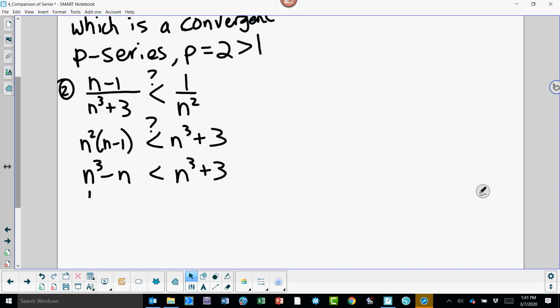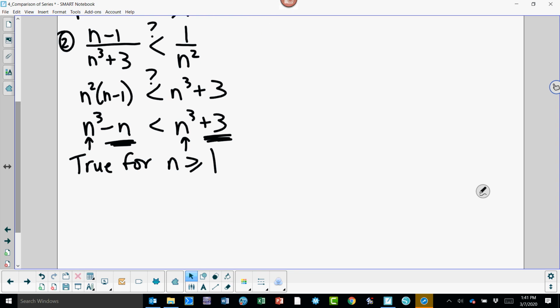Well, if I plug in 1, I'm going to get 1 cubed minus 1. Left will be 0. The right will be 1 cubed, and then I'm going to add 3. So if you think about it, this has to be true always, because on the right, you're adding a number, and on the left, you're subtracting a number, and they're positive. So therefore, it has to be true. So again, this inequality is true for n greater than or equal to 1, and I only care if it's true there. So that was my second thing I needed to show, that the inequality was true.